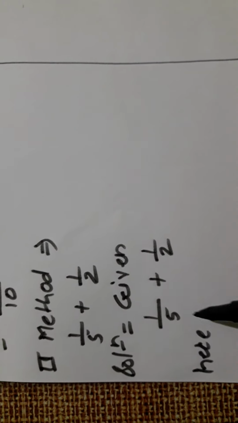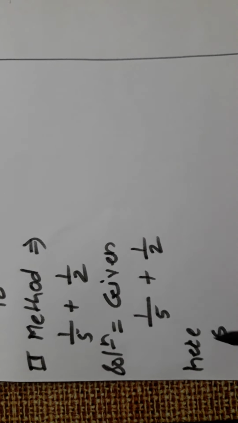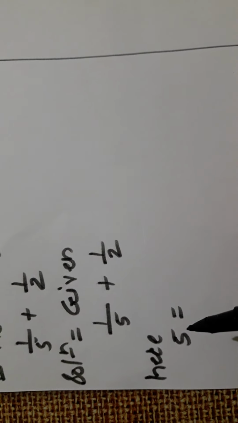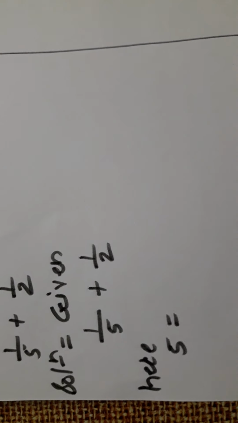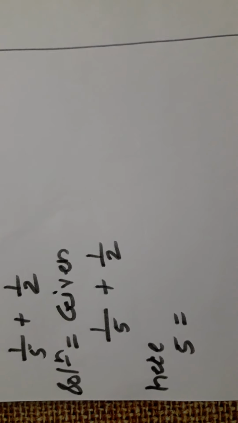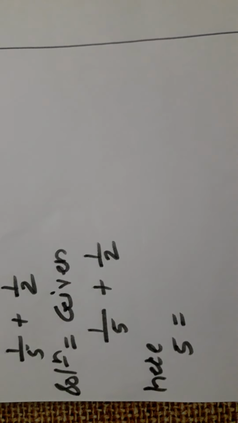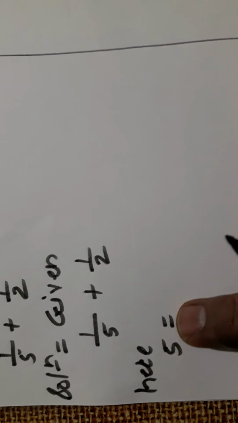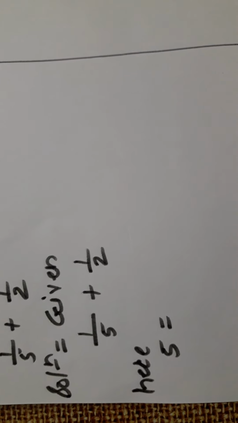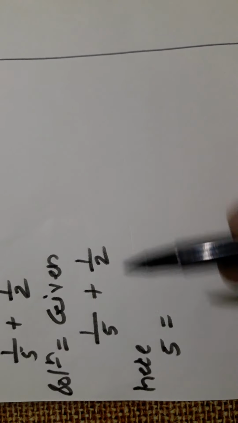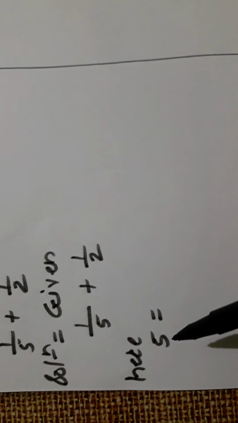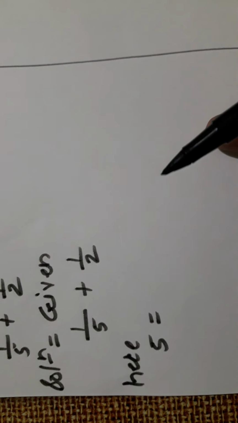What is the denominator of the first fraction? 5. Now we have to find the factors of 5. Factors of 5 means we have to find such numbers by which we can divide 5. In other words, we have to find such tables in which 5 will come. Does 5 come in the table of 2? 2 1s are 2, 2 2s are 4, 2 3s are 6.